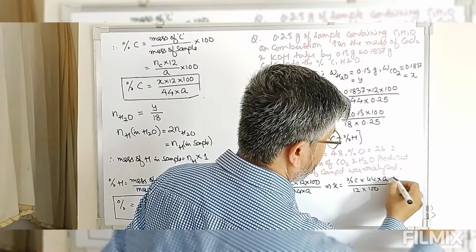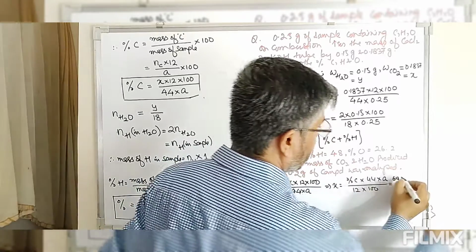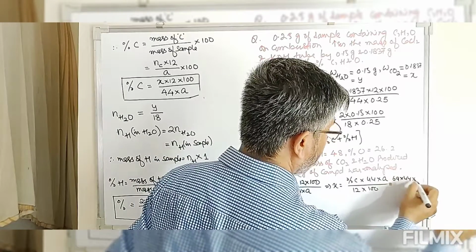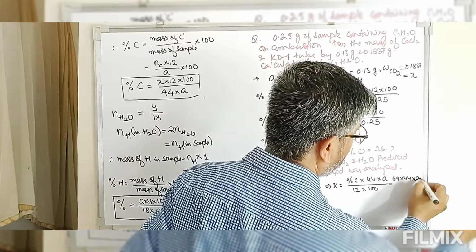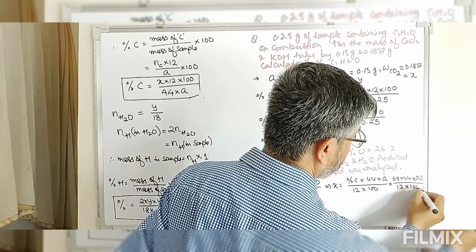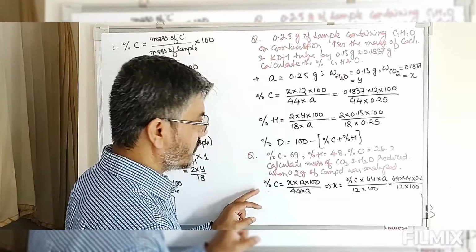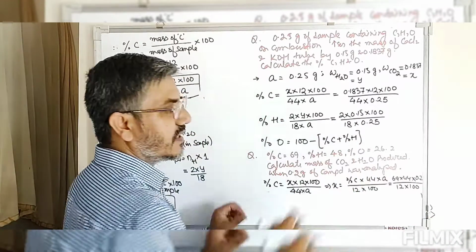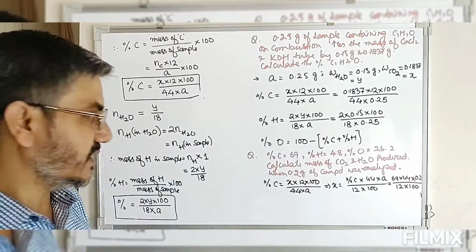So percentage of carbon is 69 into 44 into A, the mass of sample taken, which is 0.2, divided by 12 into 100. So this is the mass of carbon, that is x, so this many grams of x carbon dioxide will be formed.